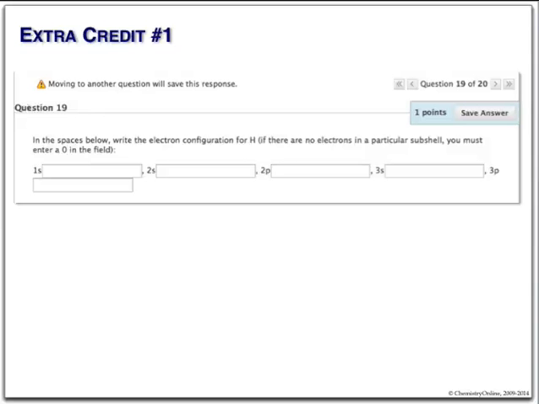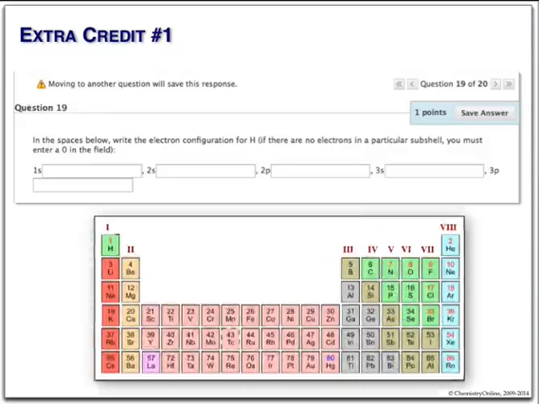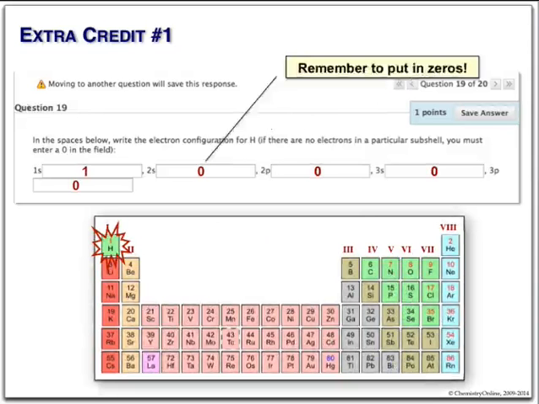Let's do this again. For hydrogen, sometimes it comes up very simple. Hydrogen, of course, atomic number 1, right here. That means it has 1 electron, and it will be in the 1s orbital. That means that the 2s, 2p, 3s, 3p are all empty. But you have to put zeros.